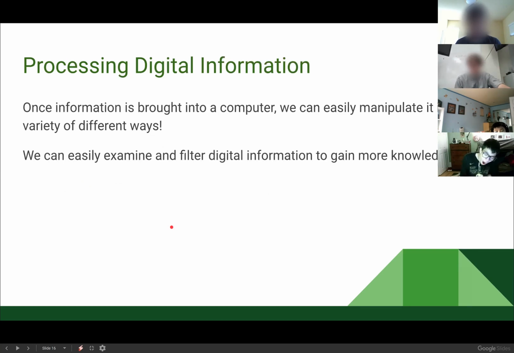So when we have information brought into our computers, we can easily manipulate it in a variety of different ways. If I have an image, I can do various image manipulation things. We're going to learn about image manipulation later in this unit. And we can also examine and filter digital information to gain more knowledge. We can search through it, we can sort it, we can do all kinds of different things with this digital information once the computer is able to interact with it in a meaningful way.